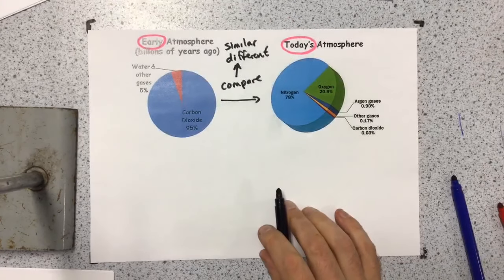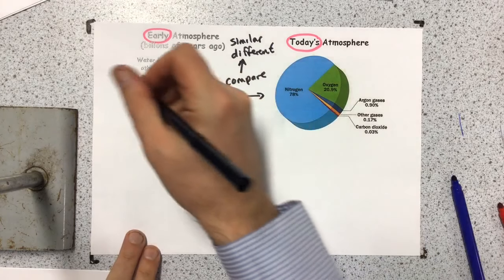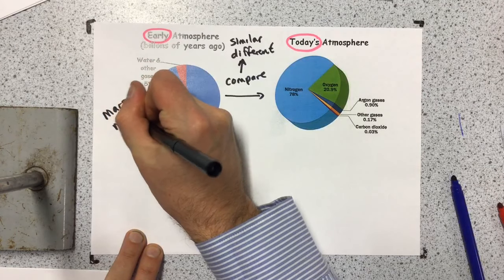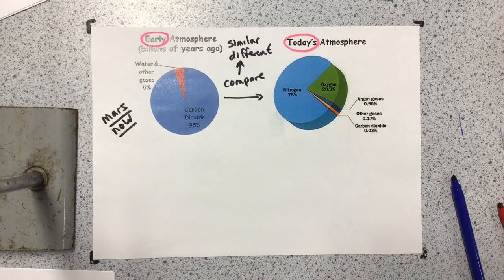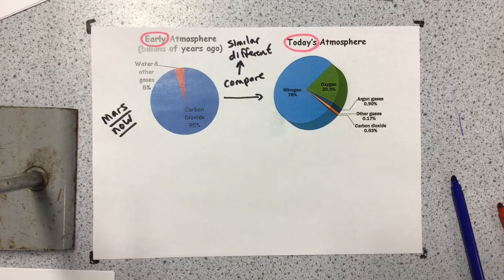Okay, so we can see that originally, billions of years ago, the Earth's atmosphere is mainly carbon dioxide. There's a little bit of water and other gases. Now this is very similar to Mars now. So you get questions written by examiners where they ask you to compare today's atmosphere with Mars's atmosphere. It's no different. You're just looking at the two pie charts. So the next thing that we need to think about is this.